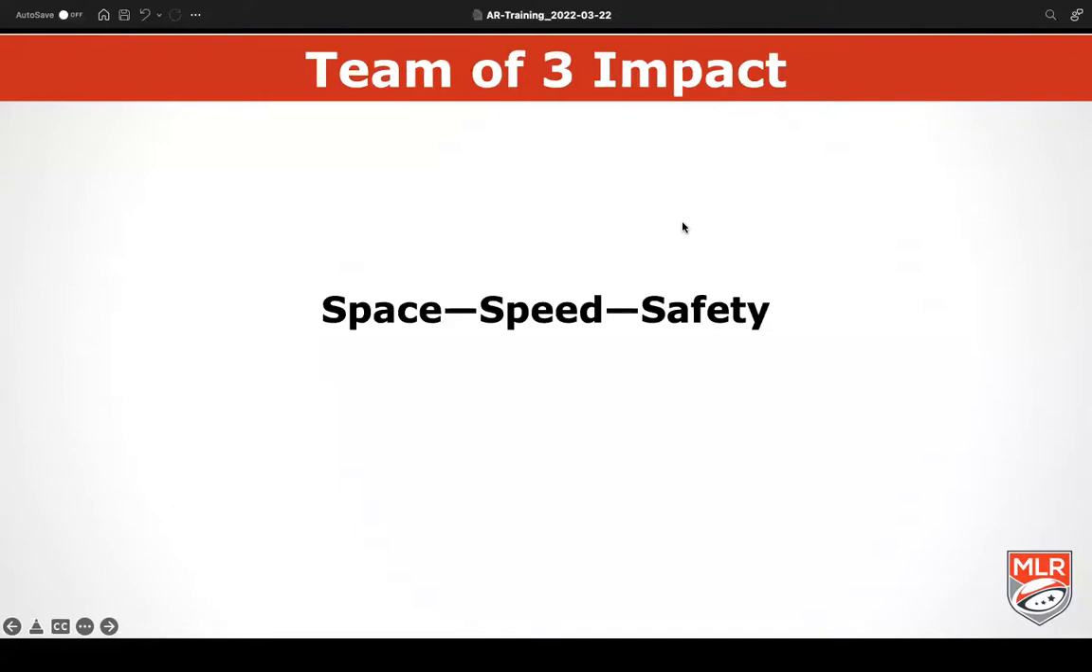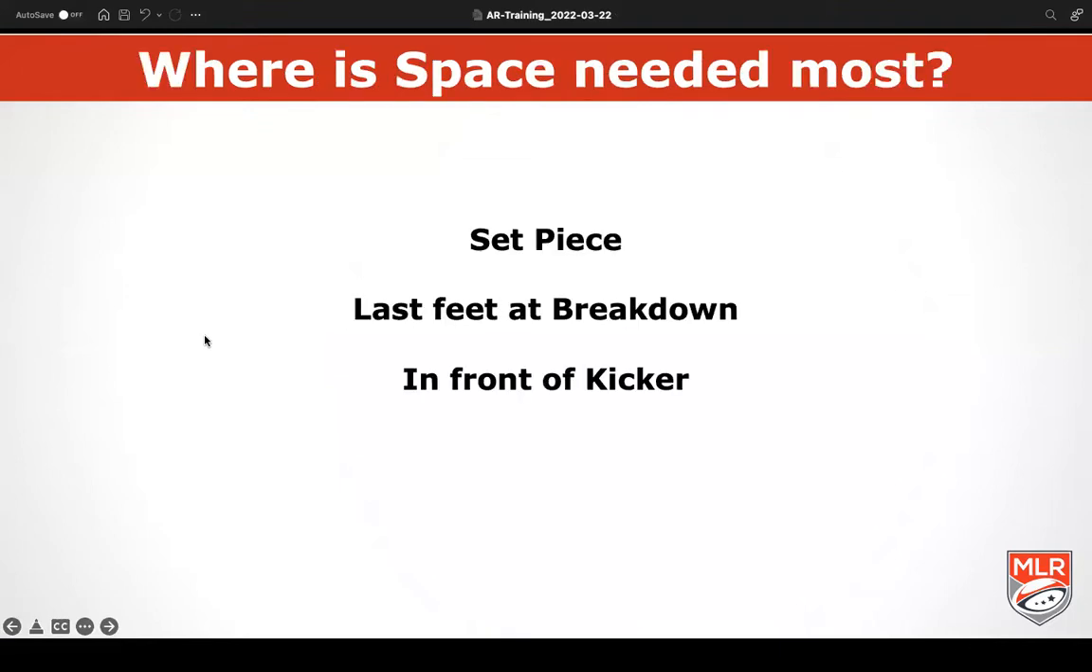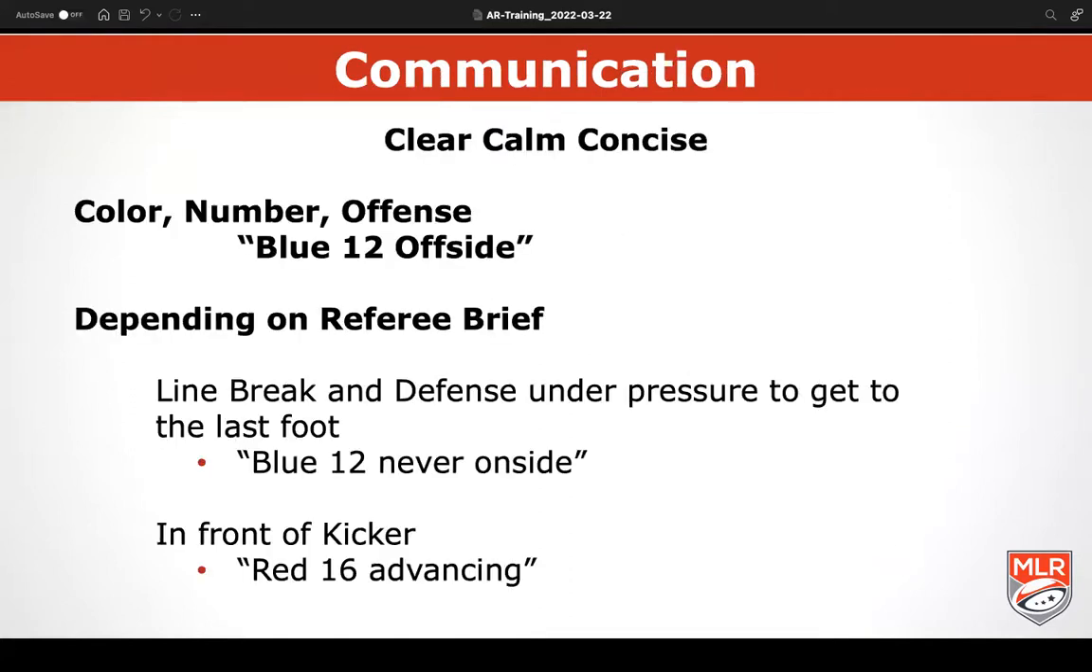So on the weekend, the biggest impact that the team of three has on the game is speed, space, and safety. These are the big three things that as a team of three, we're working together to try and get a really good, fair, flowing game of rugby. Today we're talking about space, but it's worth noting the other things as well. So where is space needed most in the game? We have set piece, last foot at the breakdown, and in front of kicker. We'll go through all three of these and some of the principles that I think are worthwhile to think about.